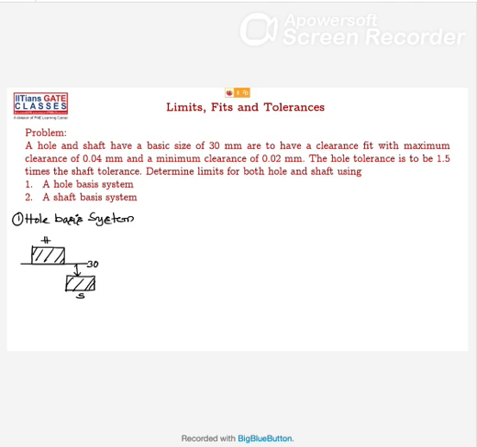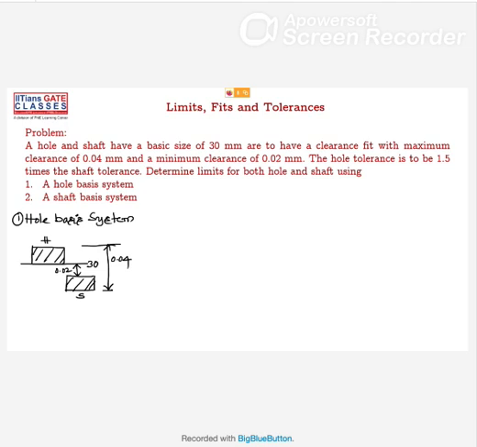This is your minimum clearance, that is your 0.02, and maximum clearance, I told you, is your 0.04. Okay, right. So now, if this is 30 and minimum is 0.02, maximum 0.04, and the hole tolerance is to be 1.5 times the shaft tolerance. So he's saying that the hole tolerance is 1.5 times the shaft tolerance. So what is the shaft tolerance?